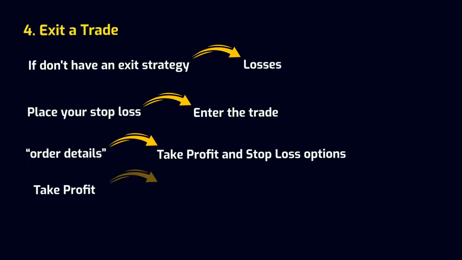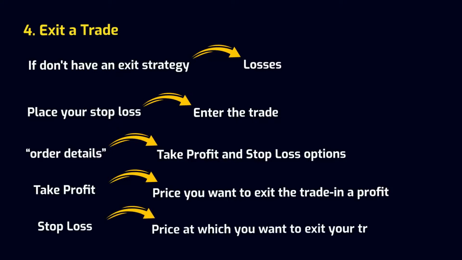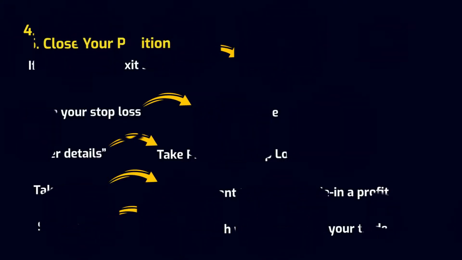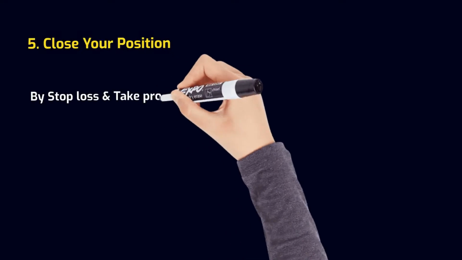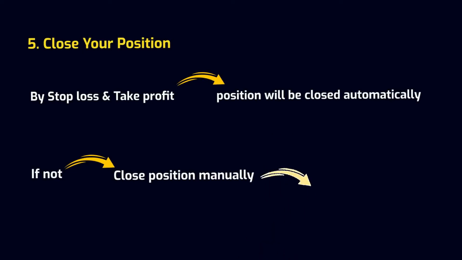In take profit, enter the price at which you want to exit the trade in profit. In stop loss, enter the price at which you want to exit your trade. Both take profit and stop loss are placed as conditional orders. If you have set stop loss and take profit, your position will be closed automatically once the price reaches the specified levels. If you have not set stop loss or take profit, you can close your position manually. To do this, click on the order details and exit the position.